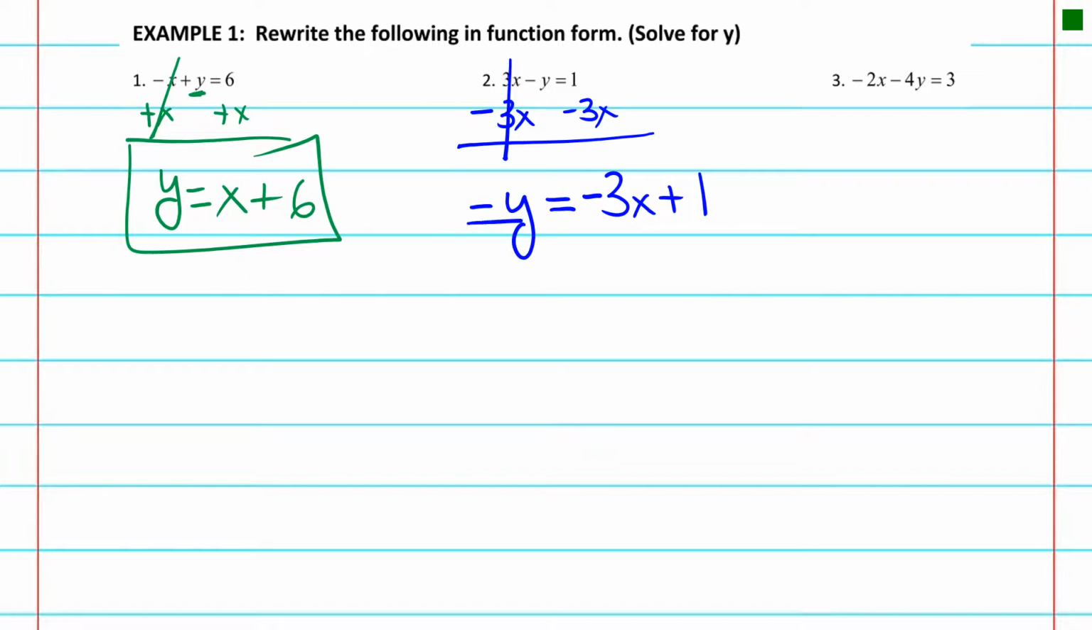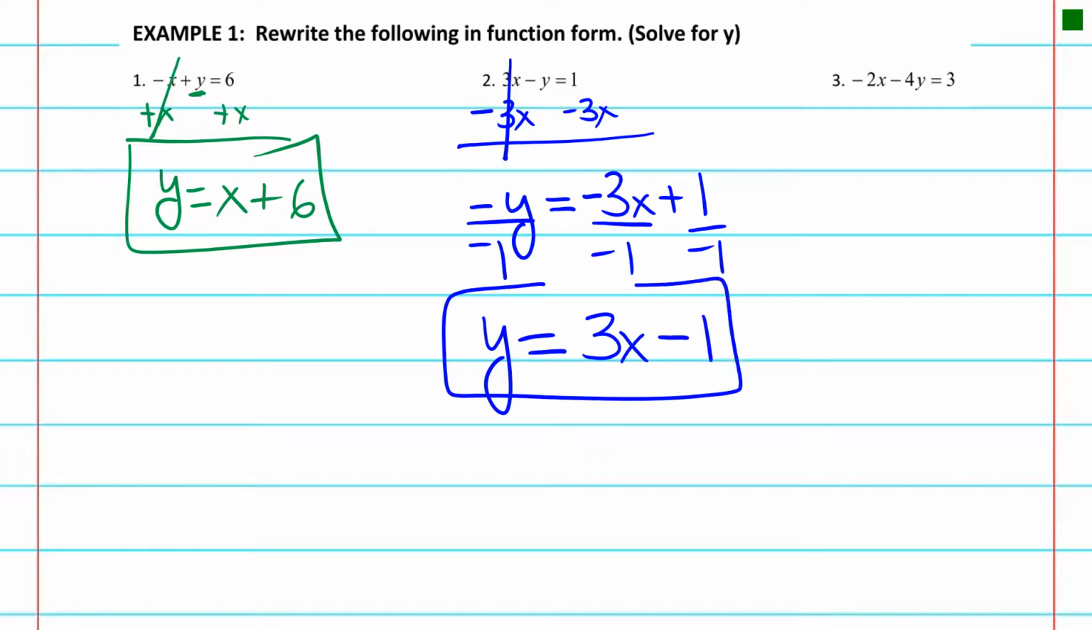But now, just like before, I don't care about negative y, I care about y. So I have to divide by negative 1. But guess what? There's 3 things you have to divide by negative 1. You have to divide all 3 of those things by negative 1. So check this out. I get y equals, then I have negative 3x divided by negative 1, and so I get 3x, and then 1 divided by negative 1 is minus 1. So there we go. My final answer is y equals 3x minus 1.